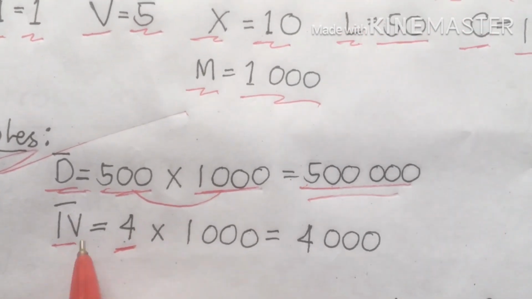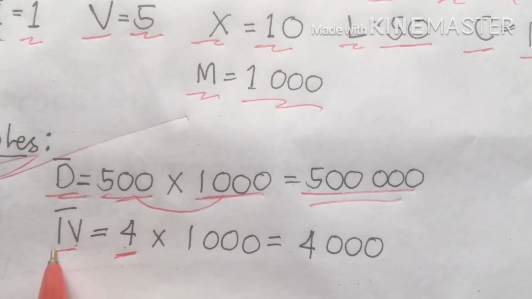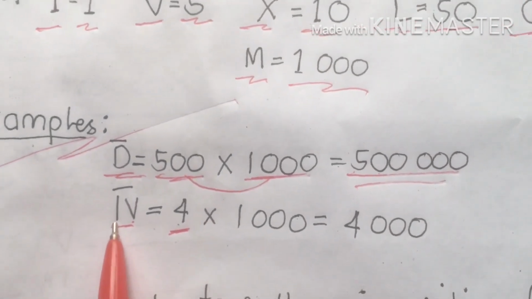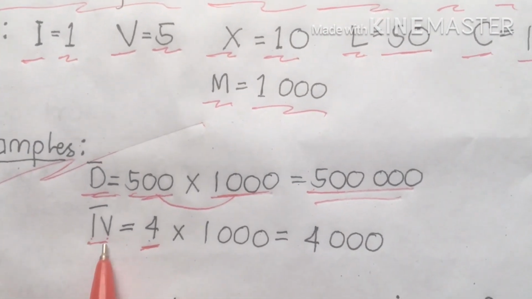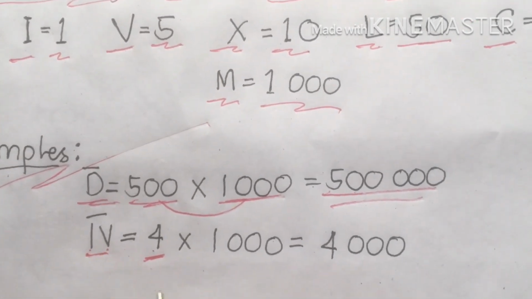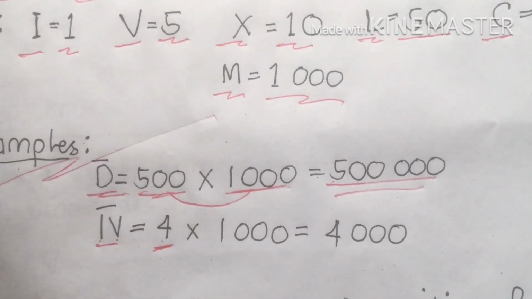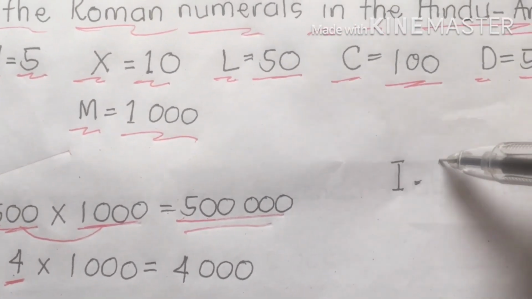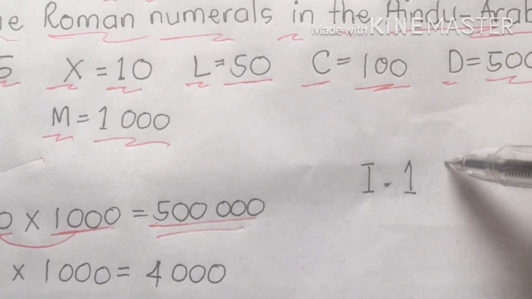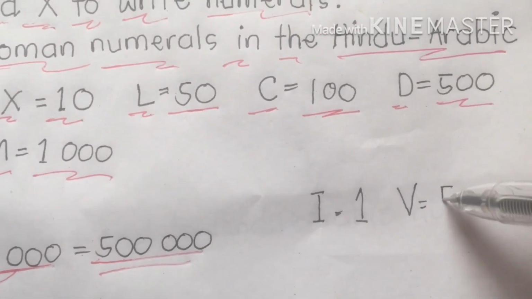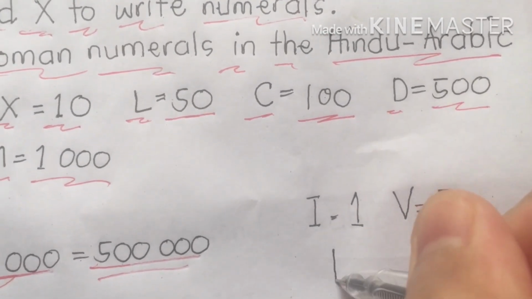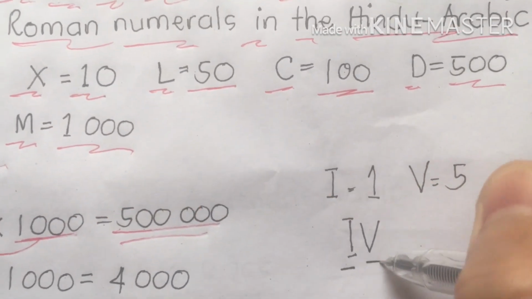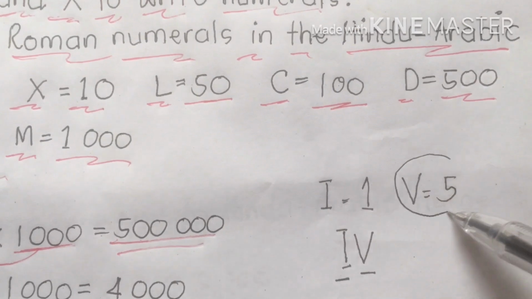The equivalent is 4. Why? V is 5, I is 1. So if, this is a reminder, my dear students, if a lower value first comes before a greater value, we are going to subtract it. That means, for example, I is equivalent to 1, then V is equivalent to 5. But we're going to write first I and V, which is a lower number that comes before the bigger value.